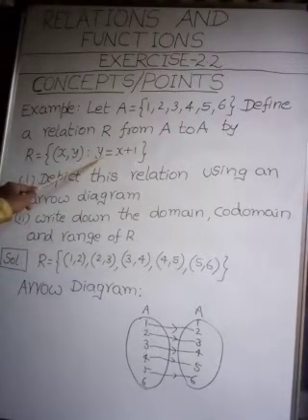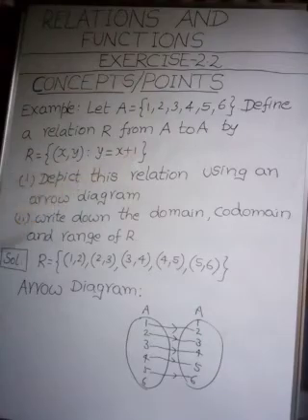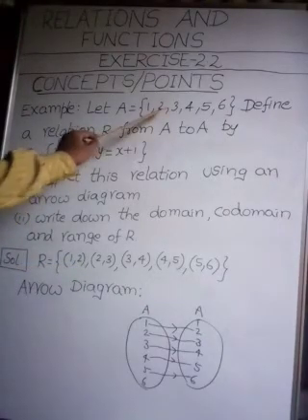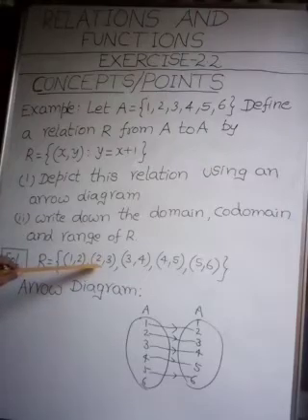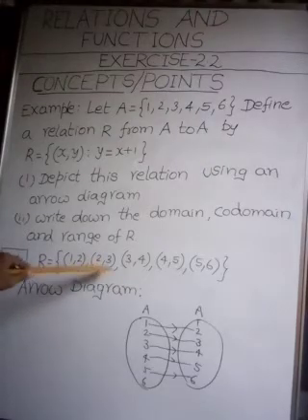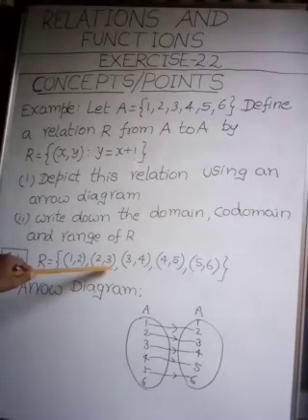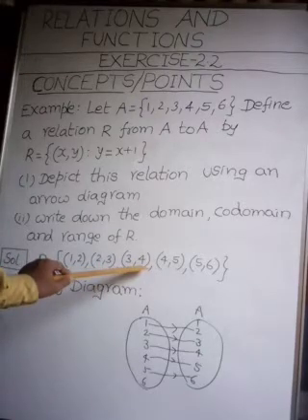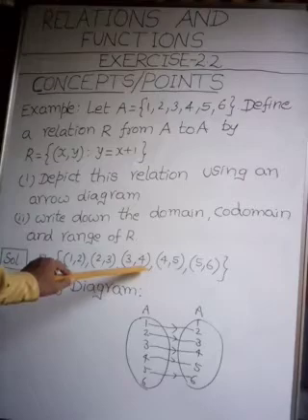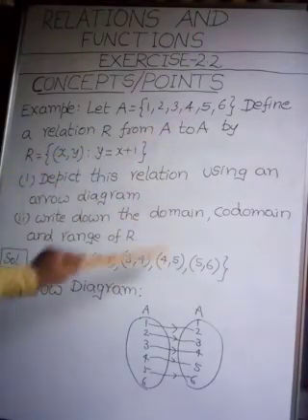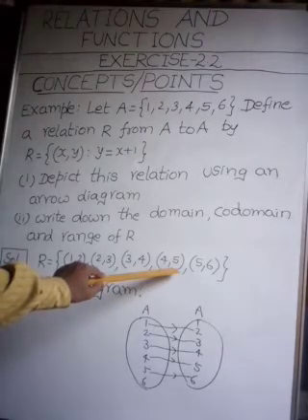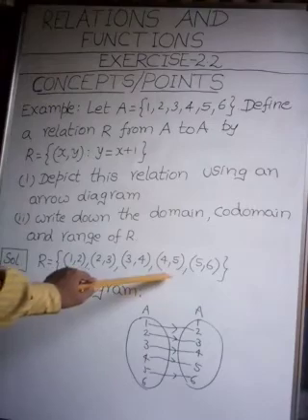Y means the second element, x means the first element. So, if you take first element 1, the second element should be x plus 1, so 1 plus 1, 2. If you take x equal to 2, what will be the second element? 2 plus 1, 3. Understood this ordered pair, my dear children? If you take x equal to 3, then what will be the second element? 3 plus 1, 4. Understood this ordered pair? Right. If you take x equal to 4, then what will be the second element? x plus 1, that is 4 plus 1, that is 5. Understood this ordered pair, my dear children?